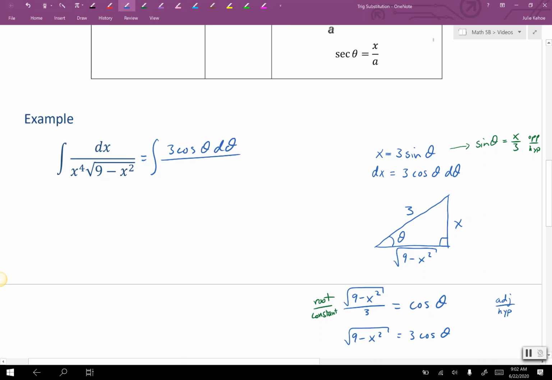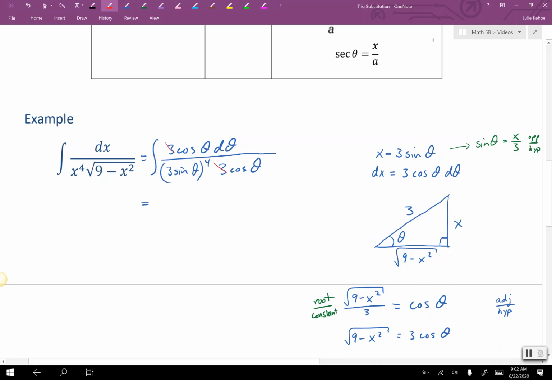And x is equal to 3 sine theta. And so I'm going to take that to the 4th power. And then the root was equal to 3 cosine theta. So now I have swapped everything out for something in terms of theta, and I'm going to start simplifying.